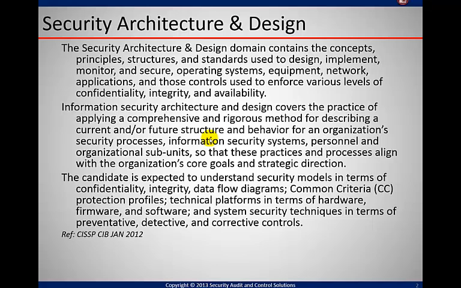Information security architecture and design covers the practice of applying a comprehensive and rigorous method for describing a current and future structure and behavior for an organization's security processes, information security systems, personnel, and organizational subunits, so that these practices and processes align with the organization's core goals and strategic direction.